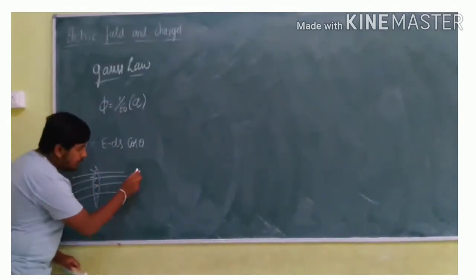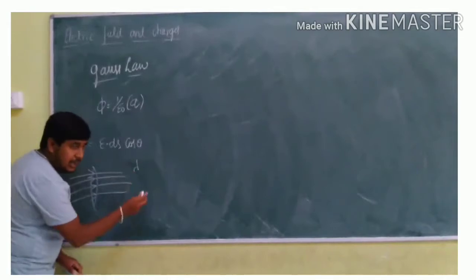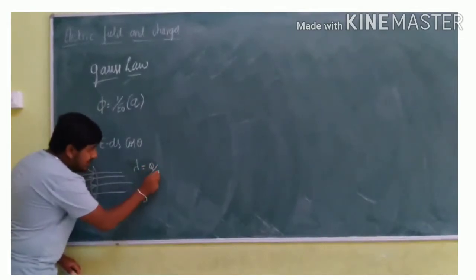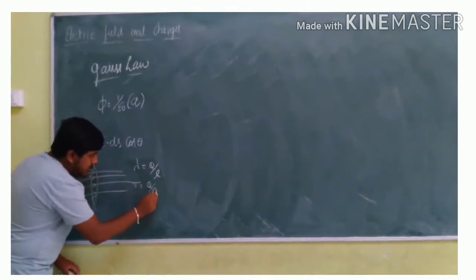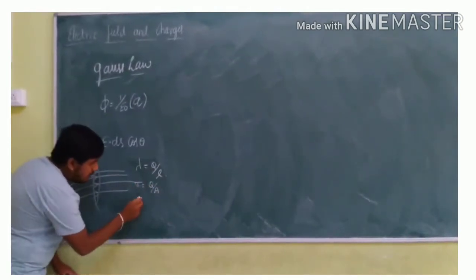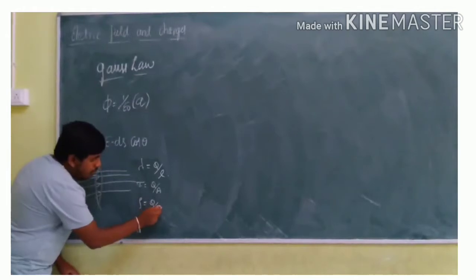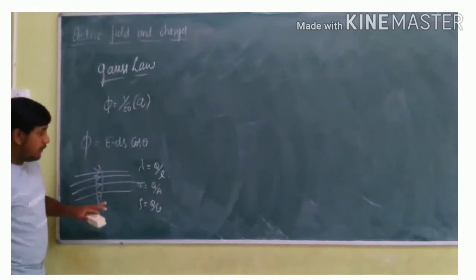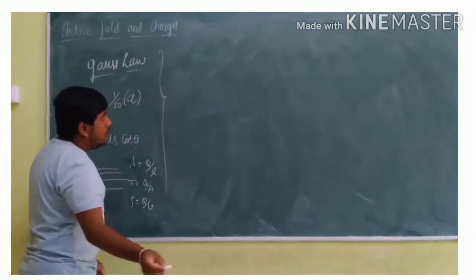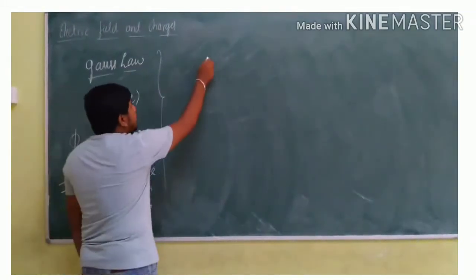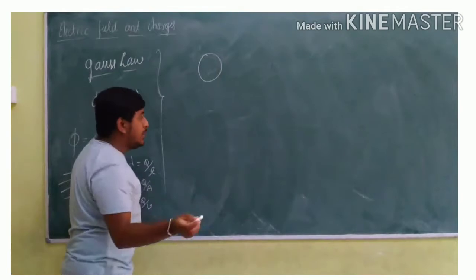Then before that we have to learn what is charge per unit length. Charge per unit length is linear charge density lambda. Charge per unit area is surface charge density sigma. Charge per unit volume is volume charge density rho. These three should be known. So later after this we studied electric field due to a charged sphere.